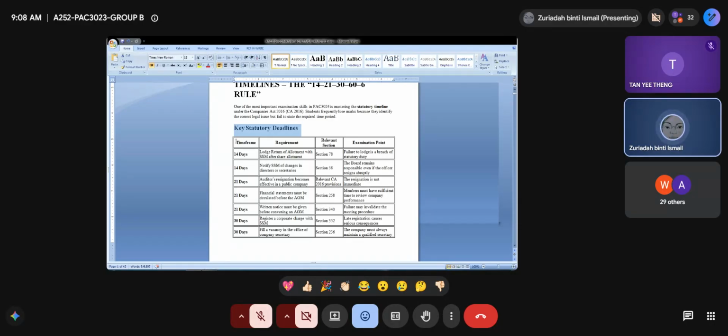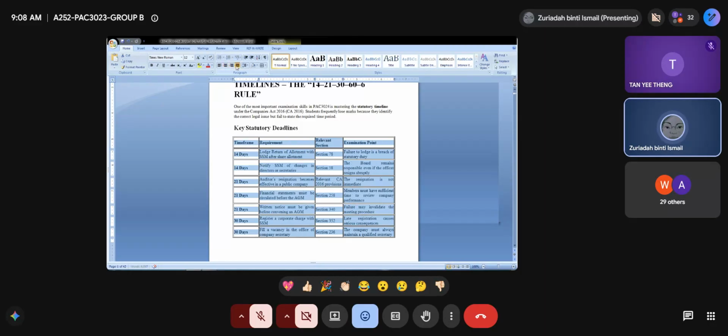So this is what I compiled: all the important statutory dates and time frames for submission and notification, related to the auditors, financial statements, written notice for AGM, the statutory period for registration of charges, and vacancy, where the position of company secretary cannot be left empty. This is a requirement by the section.